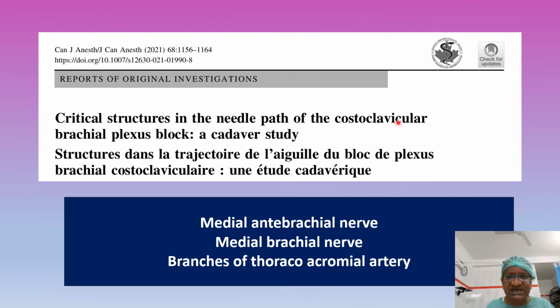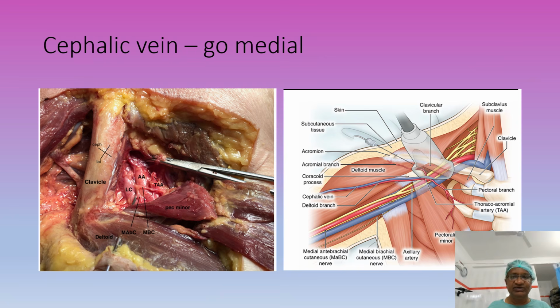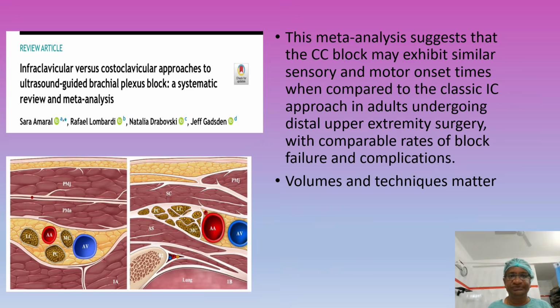What are the critical structures in the needle path? Yes, medial brachial nerve, medial antebrachial, and branches of the thoracoacromial artery. Now we can see here. This is the medial brachial nerve. This is the medial antebrachial nerve. These nerves are here, and the lateral cord is here. Axillary artery is here. So when you pierce, there is a possibility of either the thoracoacromial artery branches or the medial brachial or medial antebrachial nerve may get injured. And cephalic vein is there, go medially. Don't touch the cephalic vein.